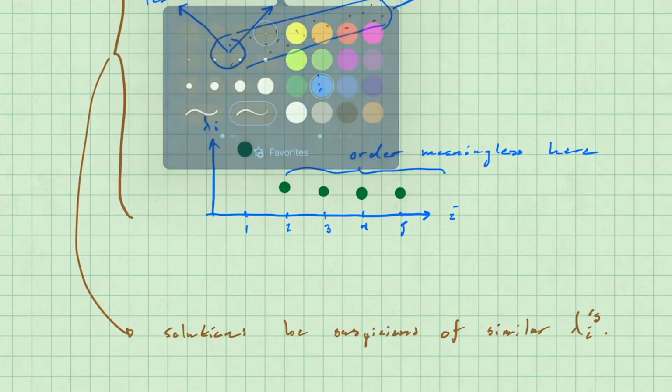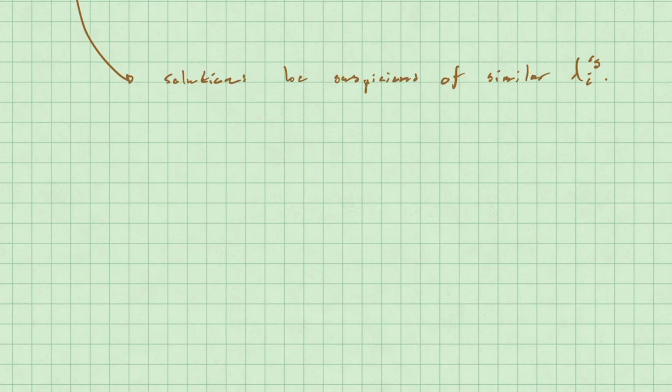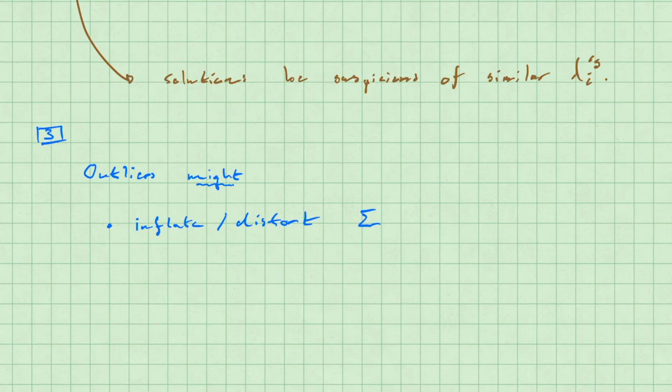Okay, the next thing I want to talk about is outliers, and there's not a lot to say about these for me right now, other than just to beware of them. So outliers, they might do the following. They might inflate or distort the covariance matrix. Right, so they could kind of spoil this matrix.